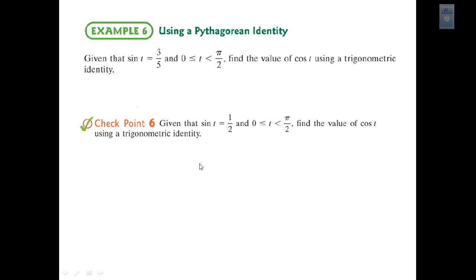Alright, here's another example. I want you guys to try this. Once again, we're still in quadrant 1 that we were talking about, so we know the value is going to be positive. But I want you guys to use the trigonometric identity and find what the cosine value would be. And I will show you the solution for you to check in 3, 2, 1.